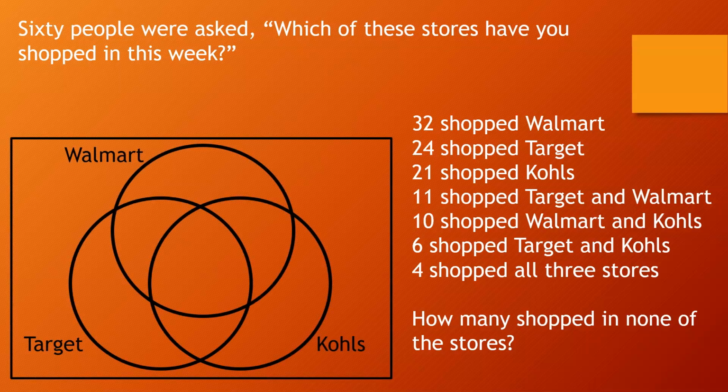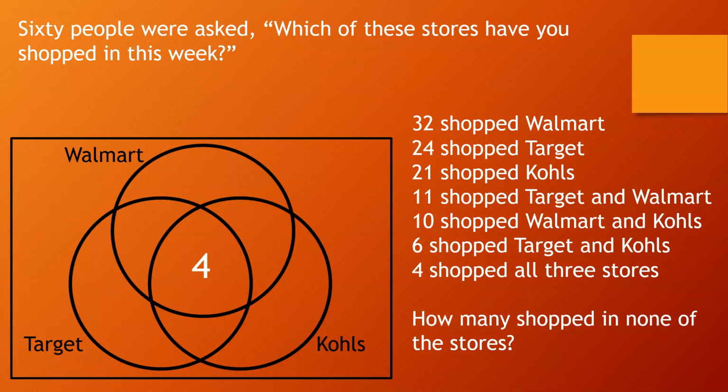So there's 3 attributes here, 3 stores, Walmart, Target, Kohl's. So our universal set will have to be divided into 8 regions from these 3 circles. Now, in order to find the cardinalities, we're going to look for the most specific information, which in this case is way down at the bottom. 4 people shopped in all 3 stores. So where the 3 circles intersect, we know there's 4 people.